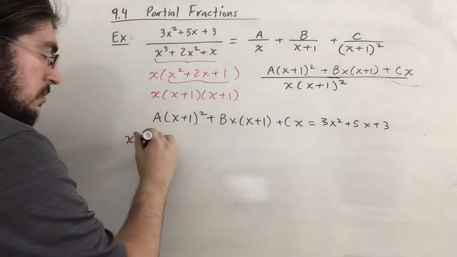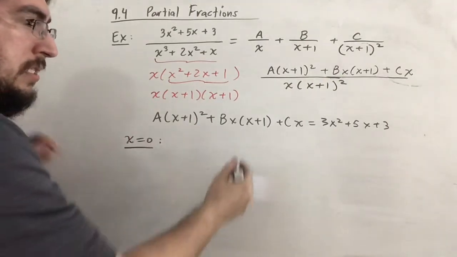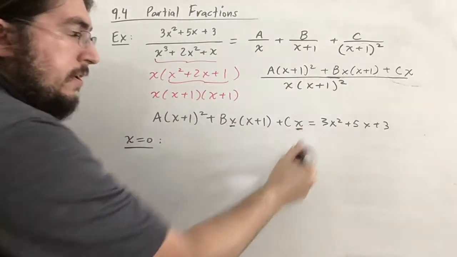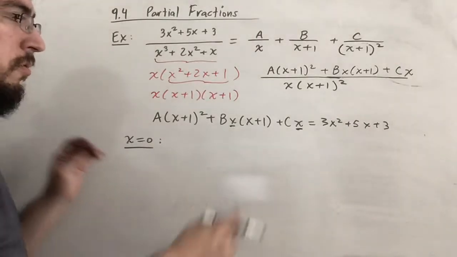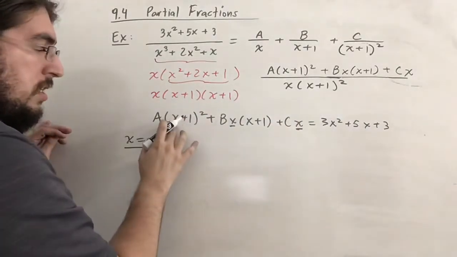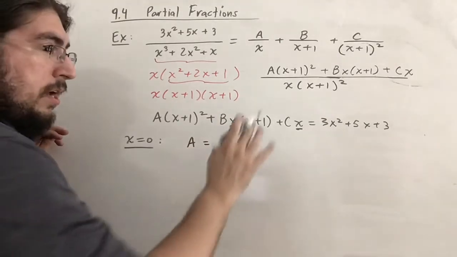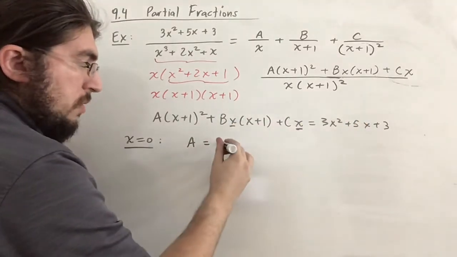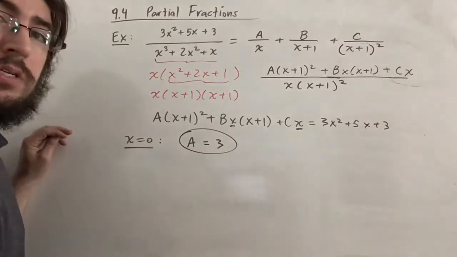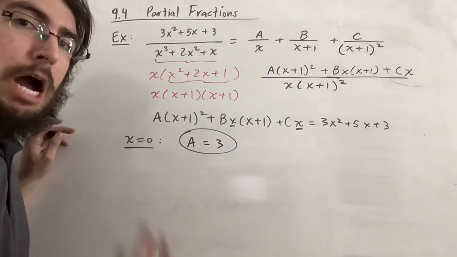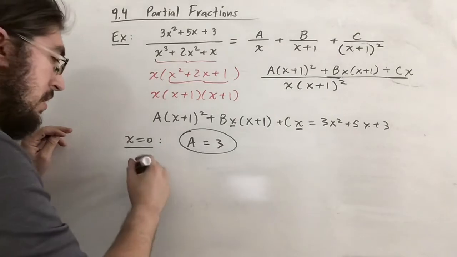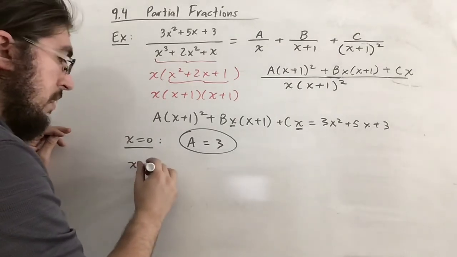So I'm going to let x equal 0 because we have a 0 right here and here. So letting x equal 0, we'll cancel these two. 0 plus 1 is 1, squared is 1, so we'll just get a on the left. On the right, plugging in 0 just leaves us with 3. So right away we get a solution, which kind of just goes to show how powerful Heaviside's method is. It's a very simple concept too.